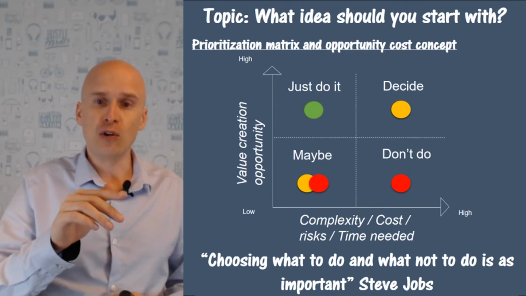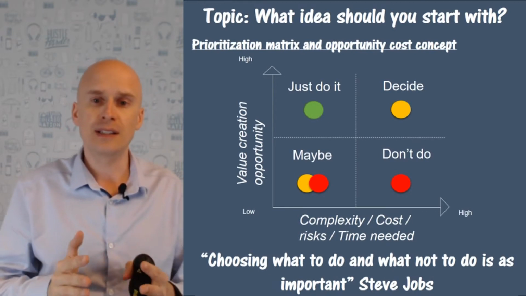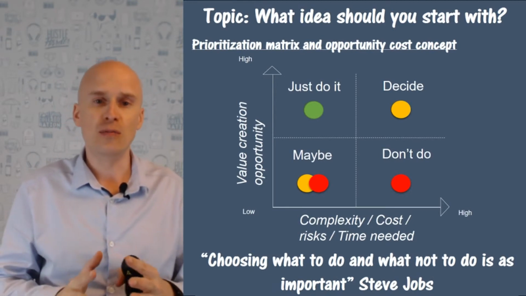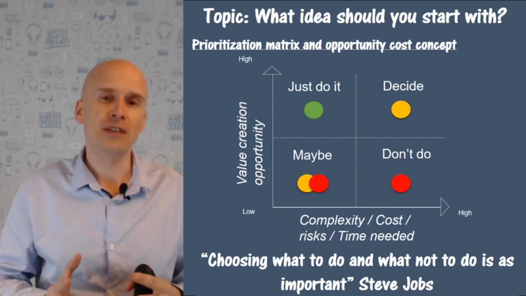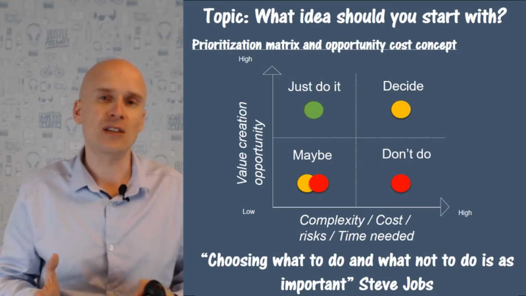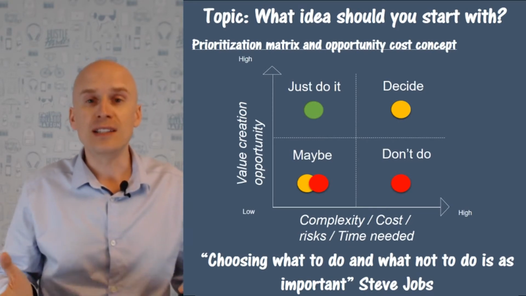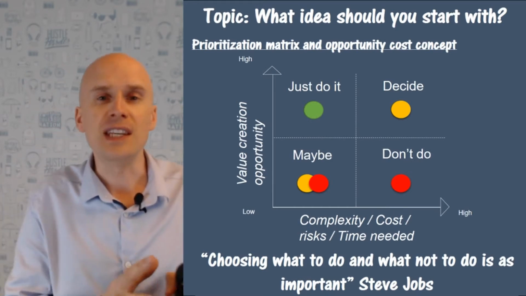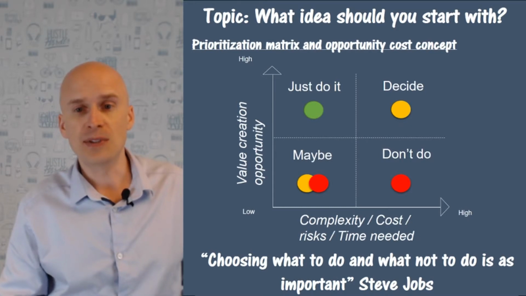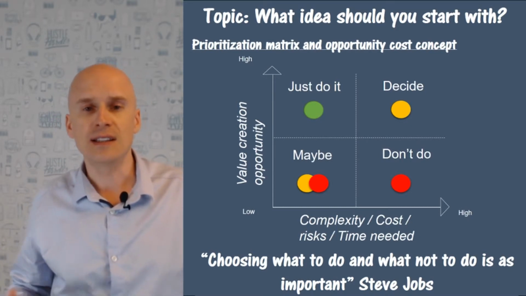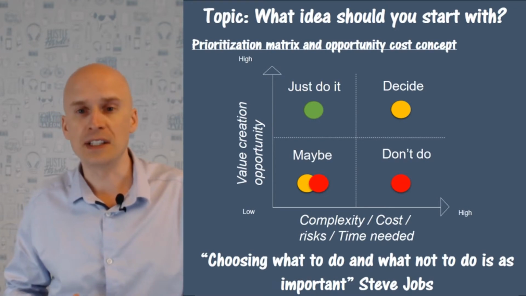Then if it falls into low value for the customer and its complexity is from low to average, it's a maybe, right? You're gonna do it maybe if you get a chance to do it, but since it's low value, why really bother? Unless it's a niche. So let's say it's a low value opportunity but it's complex and costly and it takes a lot of time, so just don't do it. Stop that idea.